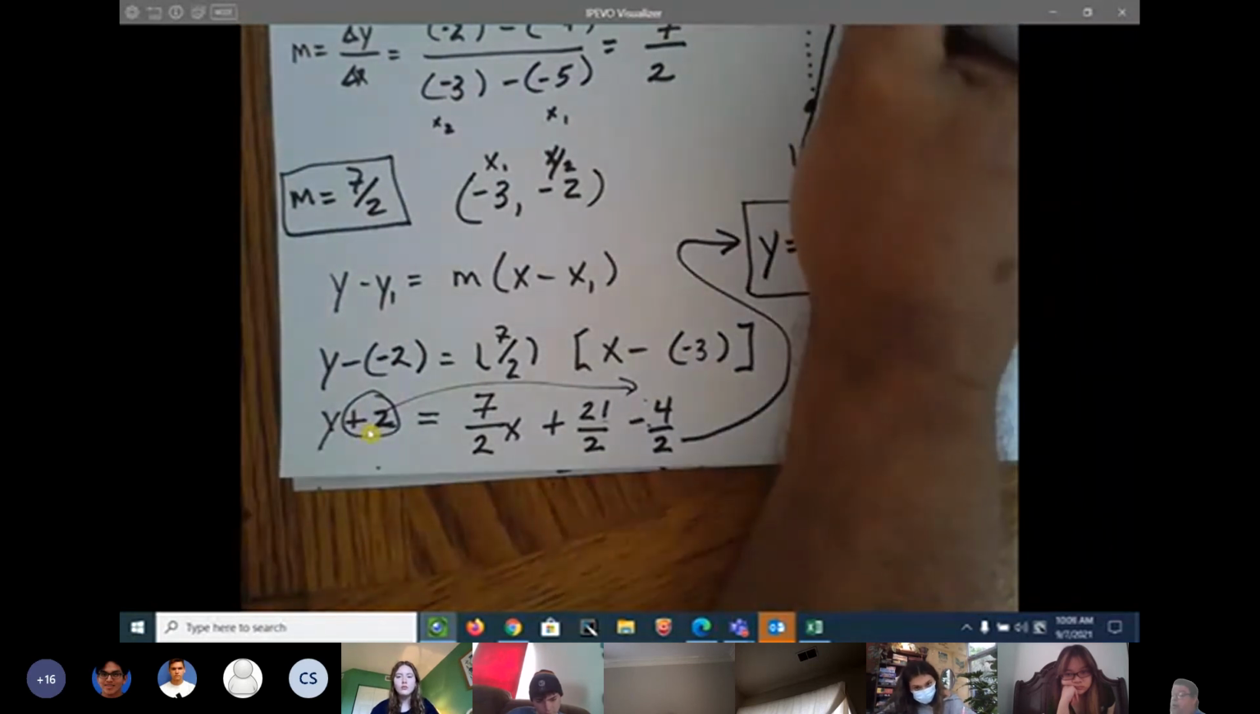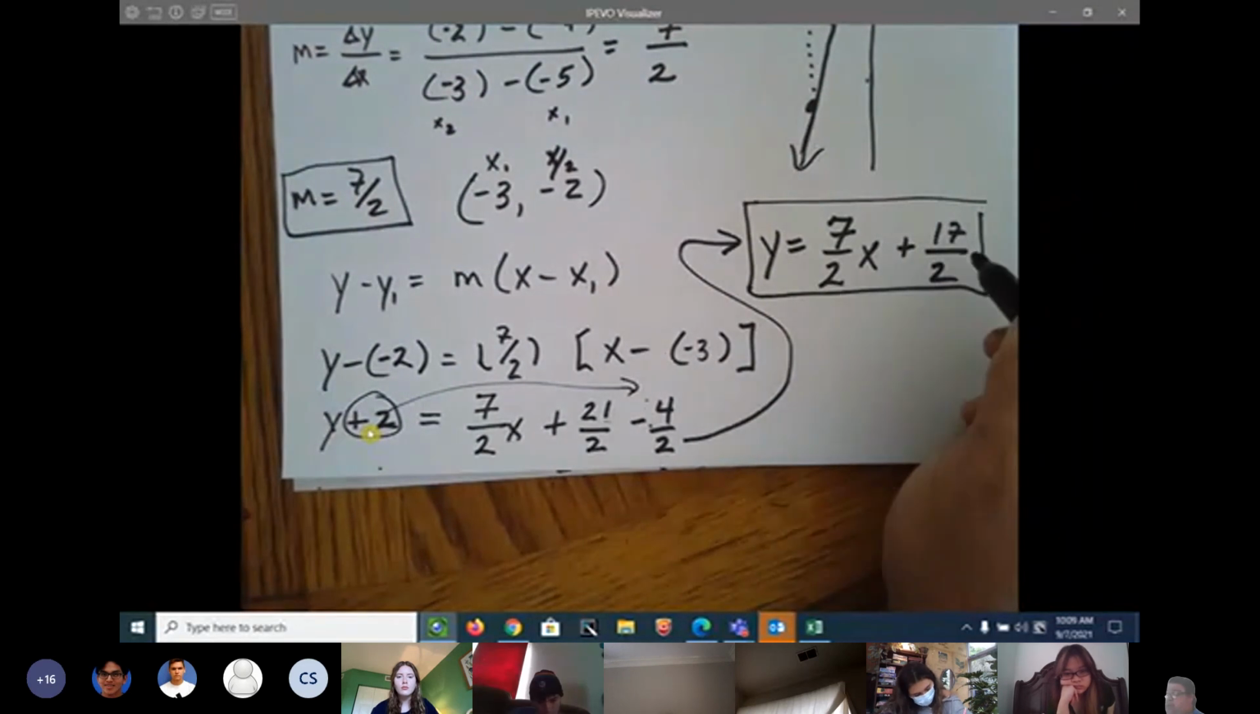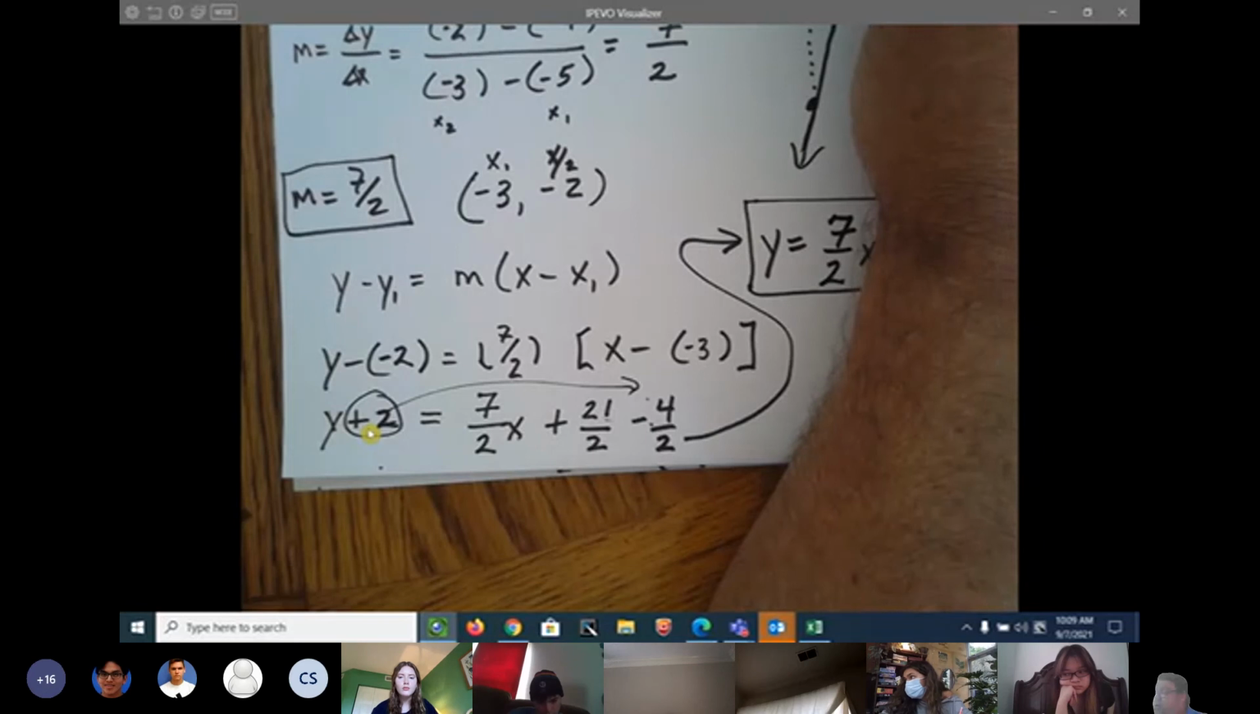So that means it's going to cross up here somewhere. That's about what? 2, we're going to 17. That's about 8. So 1, 2, 3, 4, 5, 6, 7, 8. It's going to cross somewhere up there.